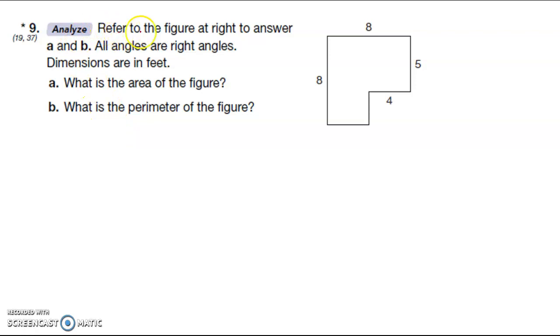Number 9, refer to the figure to the right to answer all the questions and angles. What is the area and what is the perimeter? Let's see if we have any unknown. So I have an unknown side here, and I have an unknown side here. So once you have those, you should be able to do your area and perimeter. To do area, you're going to want to break this up into 2 different ones and then add those together.